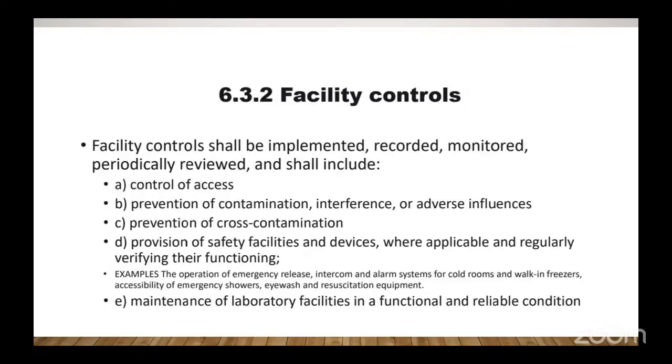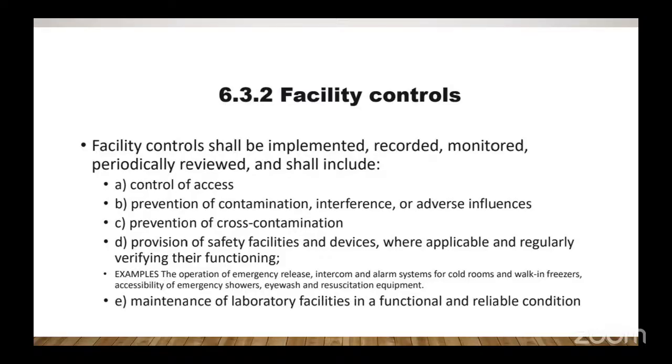Now, facility control, talk about 6.32. Facility control shall be implemented, recorded, monitored, and reviewed periodically. So every one of your facilities should have access control. Prevention: you have to prevent contamination, interference, and adverse influence. So access control is key. Every lab should have access control. Everybody cannot just badge in.